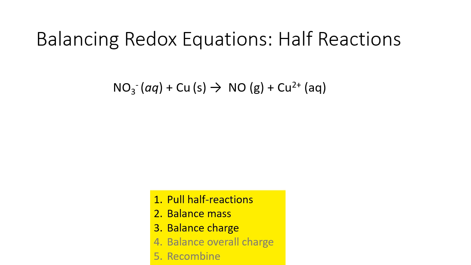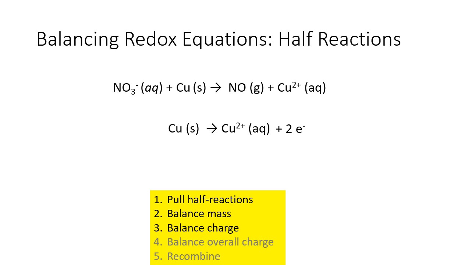So our copper is going from 0 to 2 plus. We don't have to worry about balancing mass because it's copper on both sides, just one of them. But we do need to balance charge. So we're going to need 2 electrons to make that work.